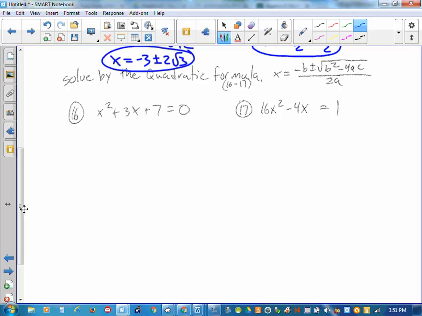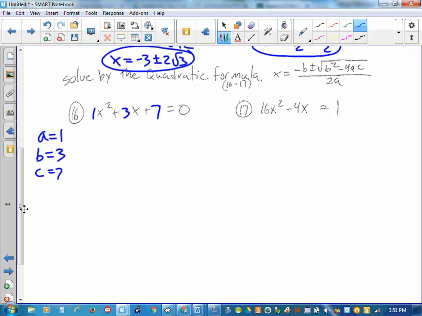Quadratic formula. You identify a, b, and c, and you go from there. So a is equal to 1, b is 3, and c is 7. So it's 1, 3, and 7. A, B, C. Don't take the x's with it, just the a, b, and c.